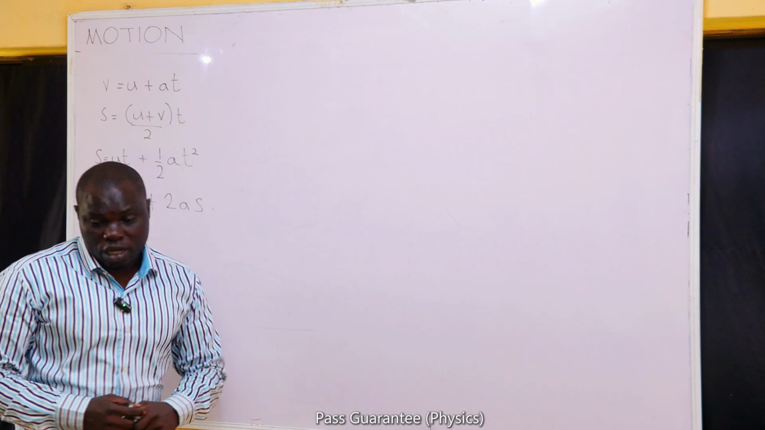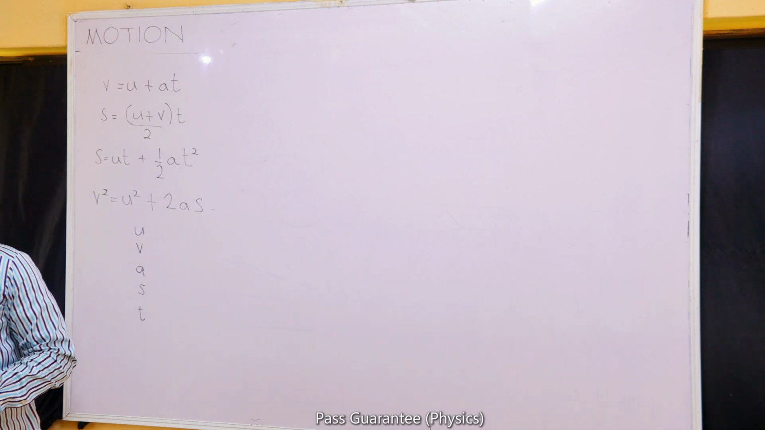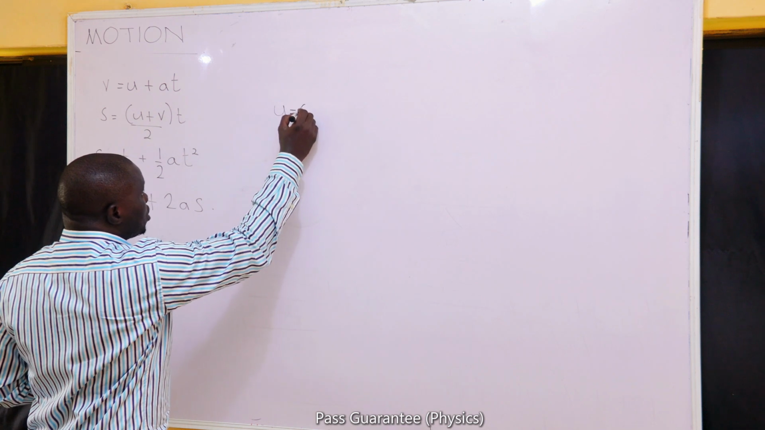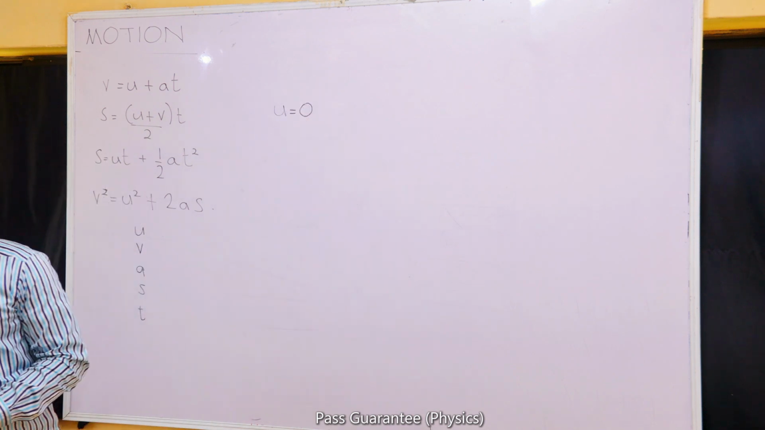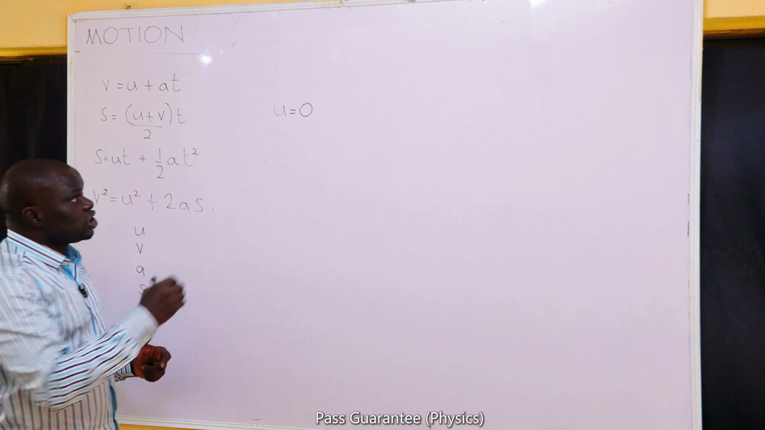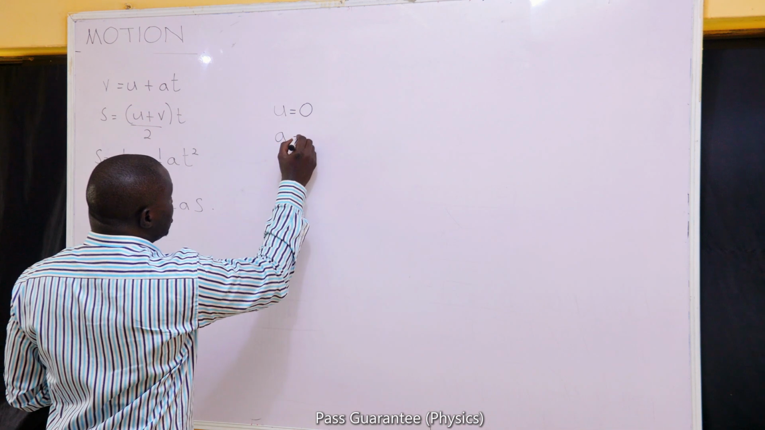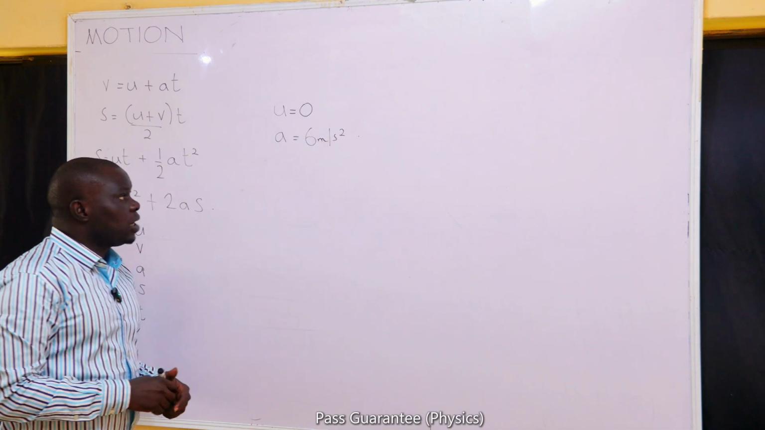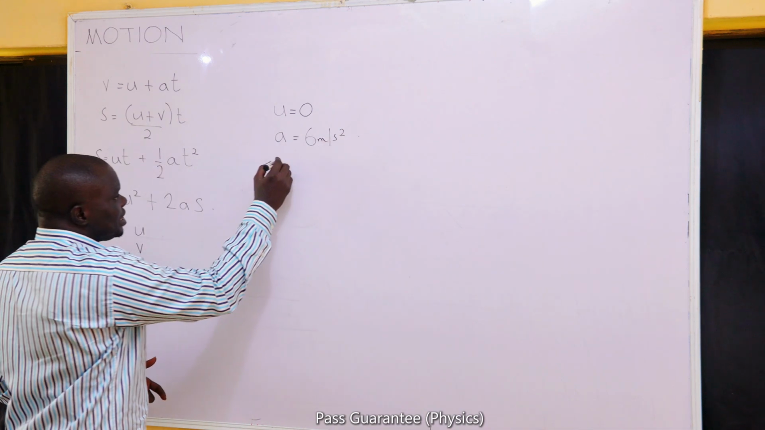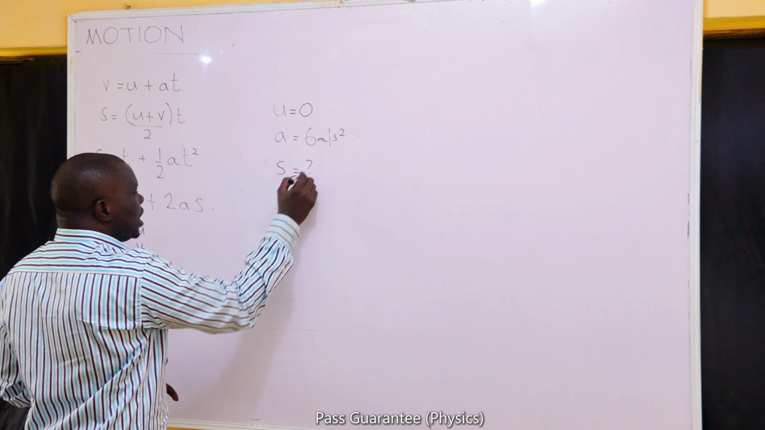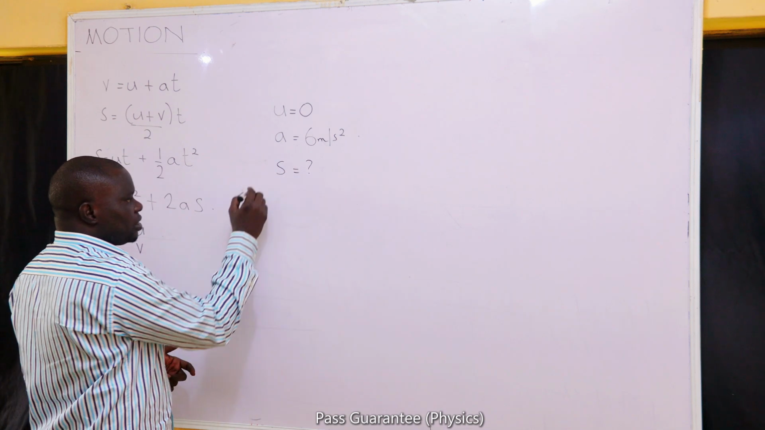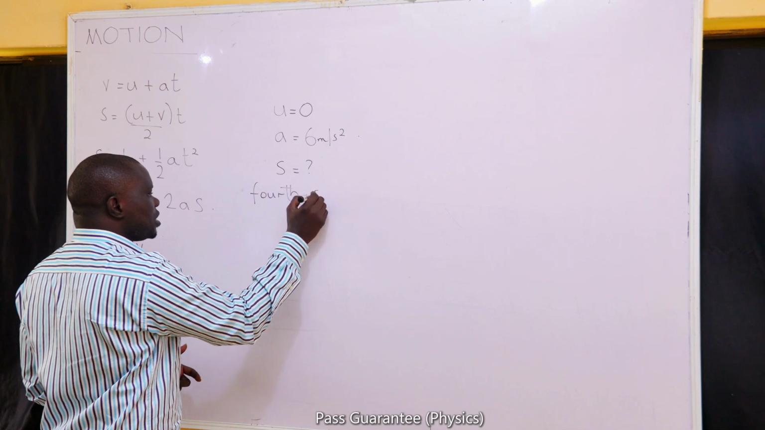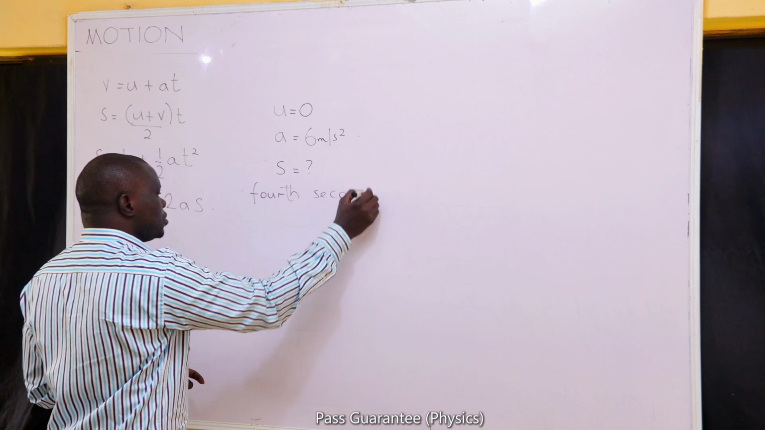Let us write out what we are given. We are given the initial velocity because we are told that the object is starting from rest, so the initial velocity must be equal to 0. We are told that the acceleration is 6 meters per second squared. I can write that one down. We are now asked to find the distance that it will travel in its 4th second. Please, this is what I have been given, the fourth second of motion.